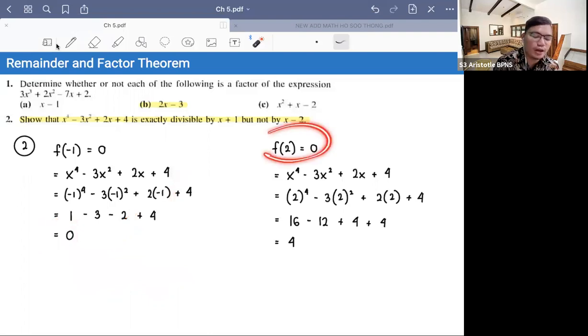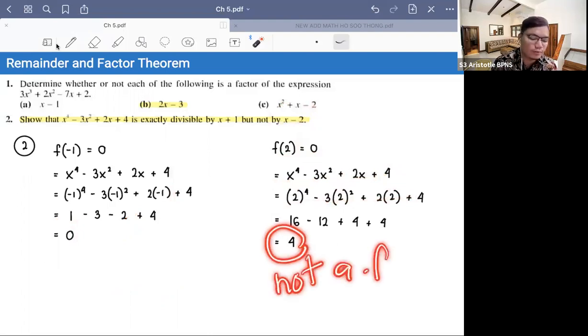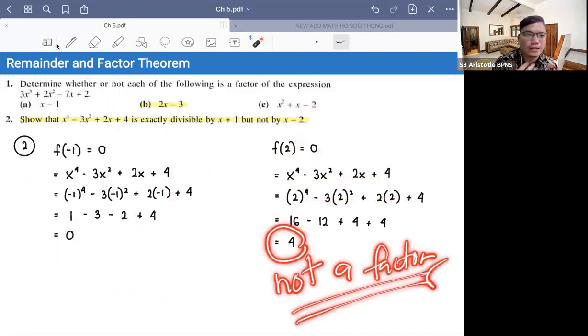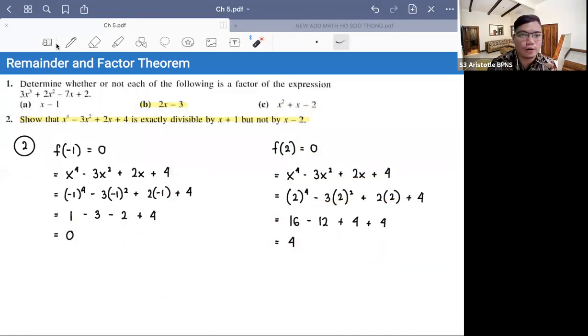How about if it's f of 2, right? Again, x minus 2 gives you f of 2 equals 0. So your answer here should be 0. However, if you substitute 2 in this expression, you'll get 4 as your answer, which makes it not a factor of the expression. So that's how you show your workings for number 2.